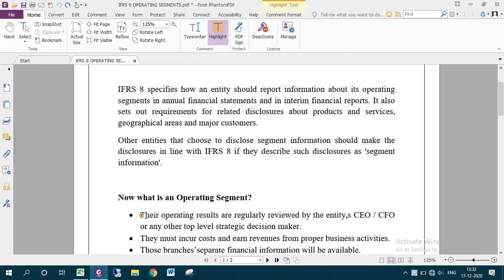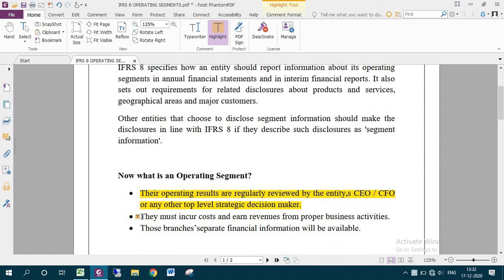Let me highlight it. Their operating results are regularly reviewed by the entity's CEO, CFO, or any other top level strategic decision maker. So why are they reviewing these branches regularly? Because it's important, right? Top level regularly reviews some branches because it's important to the whole company.